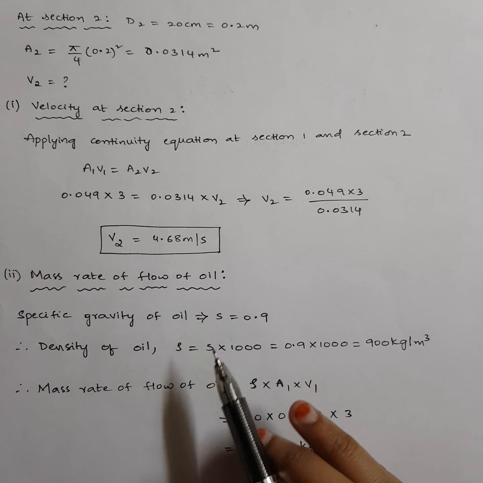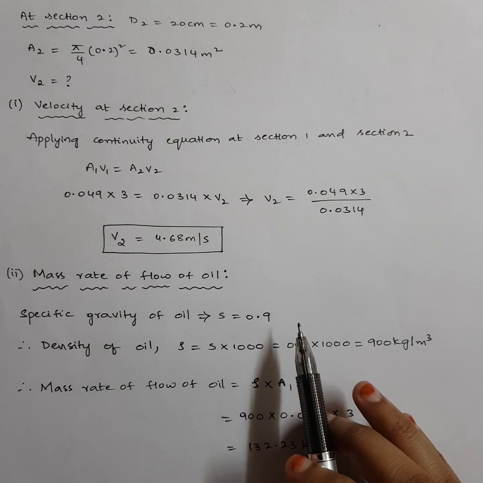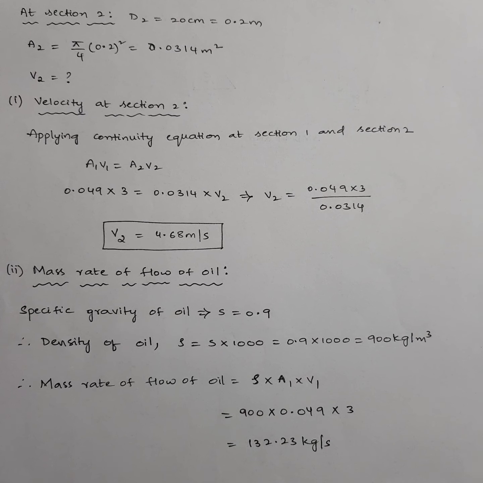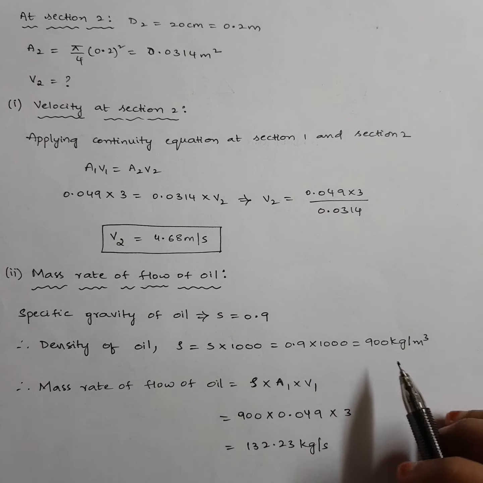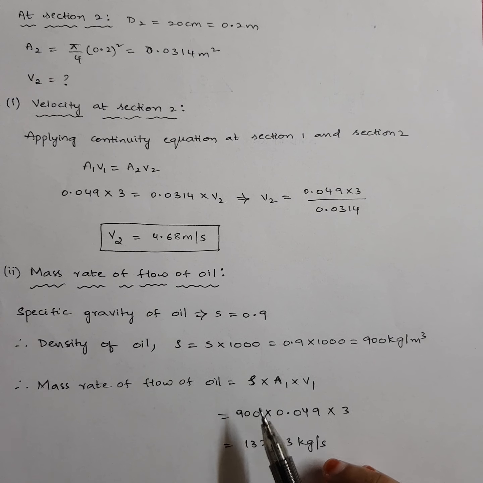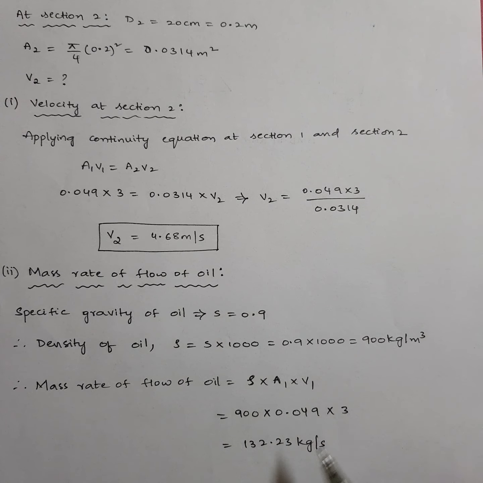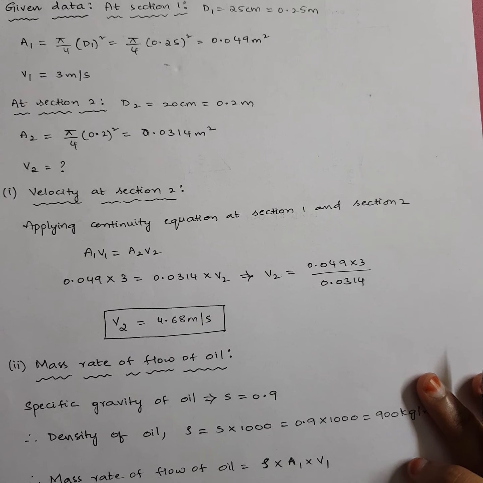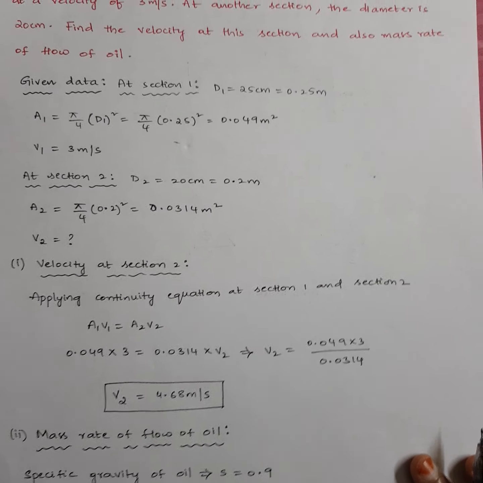Given the specific gravity is 0.9, so calculate density. What is the formula for density when specific gravity is given? S into 1000. So 0.9 into 1000, 900. So for mass rate of oil, the formula is rho into A1 V1. Just substitute the values and you'll get this much. This is how we will be solving the first model of problems in continuity equation.